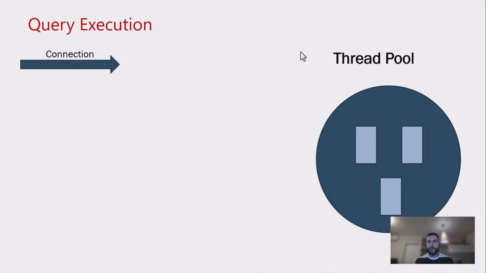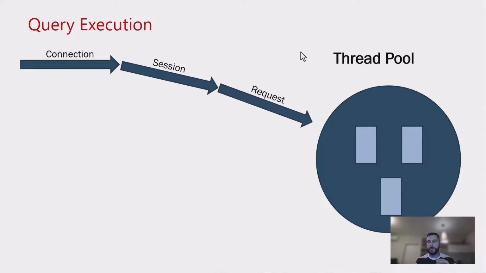When we start our execution, a connection is created, and we can track the connection in SQL Server with DMVs, Dynamic Management Views. For each connection, SQL Server creates a session. For each session, SQL Server creates a request. All these objects can be tracked with DMVs. And the request is actually our query which we are executing.